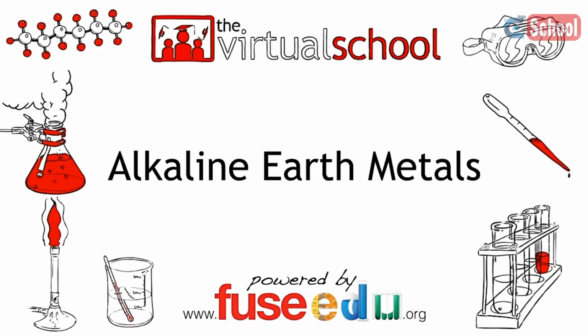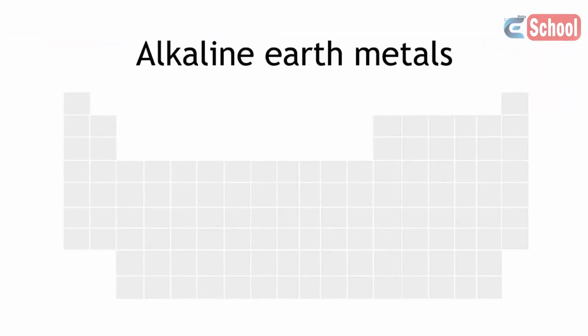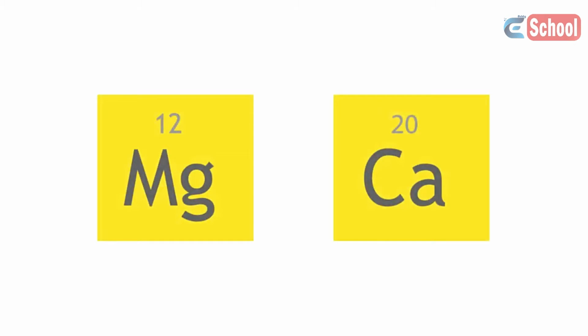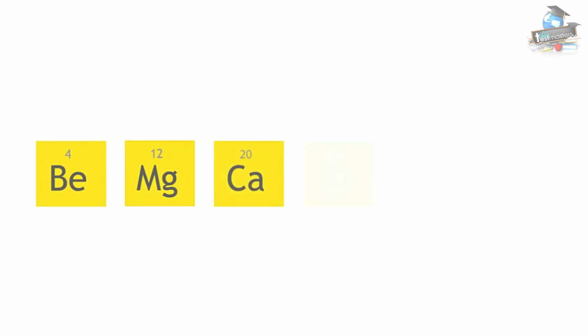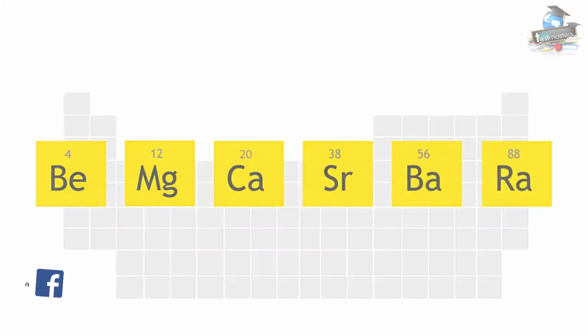In this lesson, we will learn about the alkaline earth metals in Group 2 of the periodic table. We will focus on magnesium and calcium and learn about how they react with oxygen and water and the products formed from these reactions.